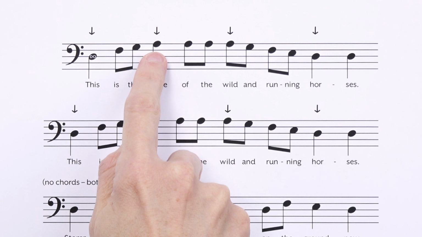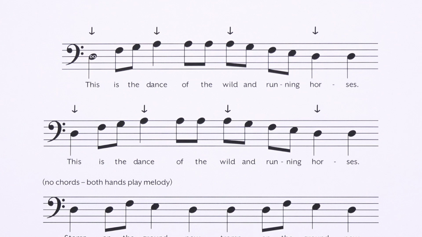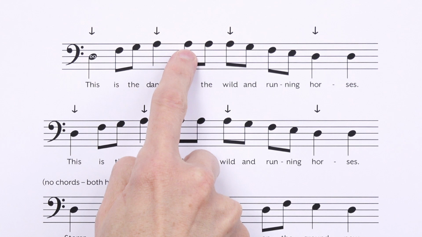That's right. Here are repeating notes. Repeat, repeat, repeat. Then say these with me. Step down, step down, step down, step down. Then what? We finish with a repeat. And that's what we just learned how to play. This is the dance of the wild and running horses.